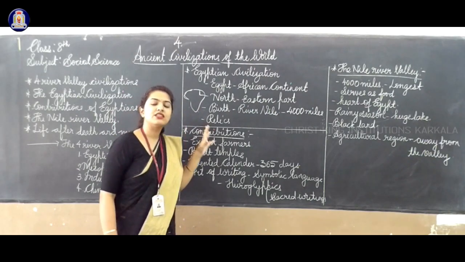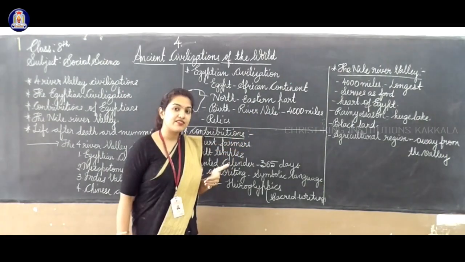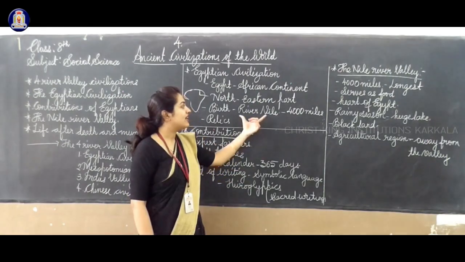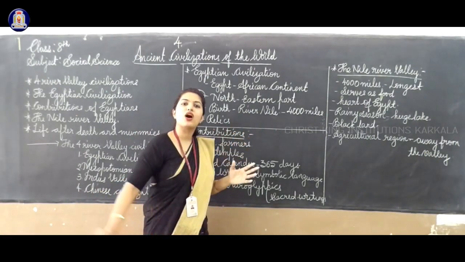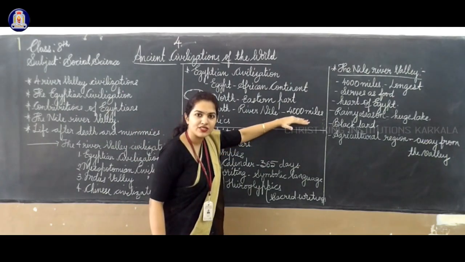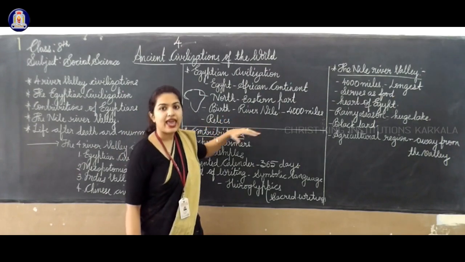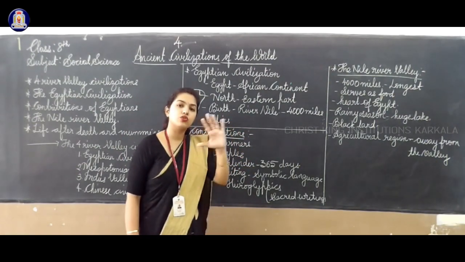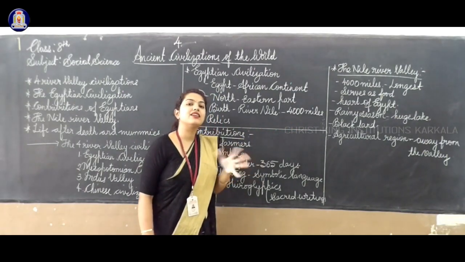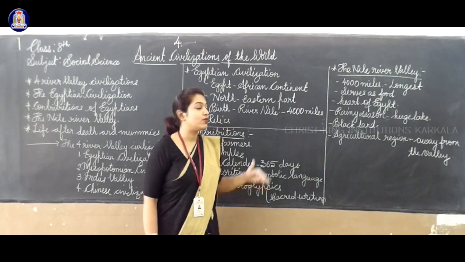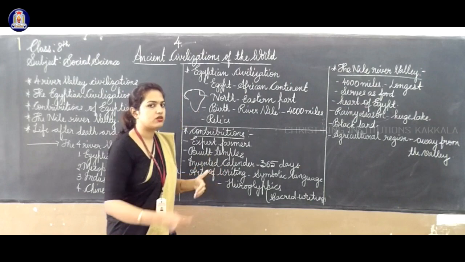The Egyptian civilization took birth with the help of the river Nile, as I already mentioned. The river Nile stretches throughout Egypt for about 4,000 miles. Understand? And the land near the valley is extremely fertile with the help of the river Nile. We will learn about it deeply in further topics.